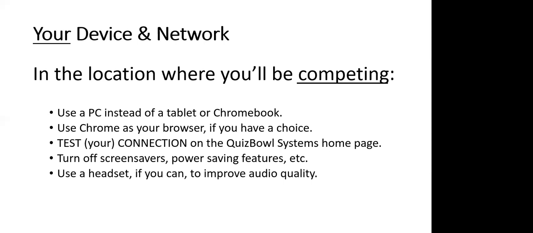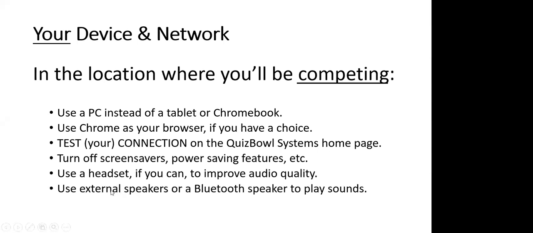But if you plug your headset into your computer with a wire like this one, it's going to channel all the audio from the system into your headset. And you want the ring-in sound to play so that the players can hear it. So if you can, use external speakers or a Bluetooth speaker to play sounds. It's easy to do, but you can set your headset up to just use the microphone, but to play sounds through external speakers or through a Bluetooth speaker. And then those sounds will get picked up by this little microphone and channeled into the conference so everybody can hear it. So that's about your device and your network.